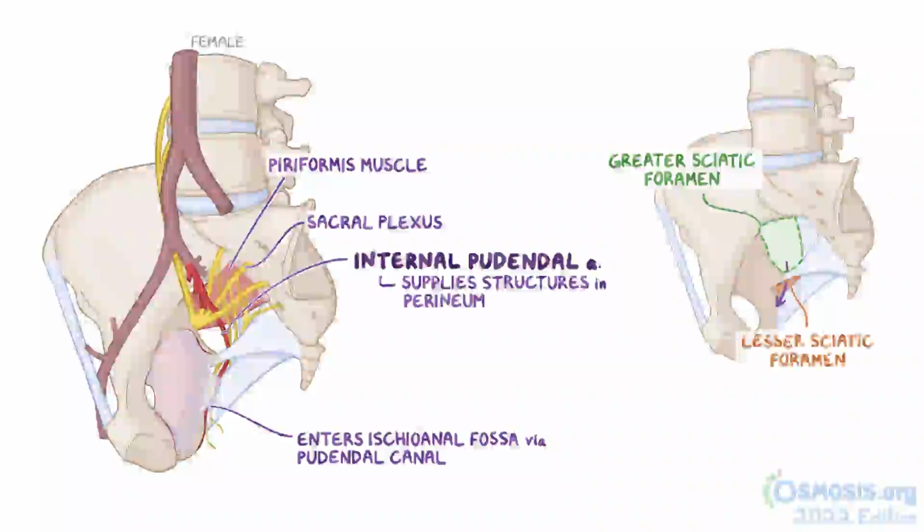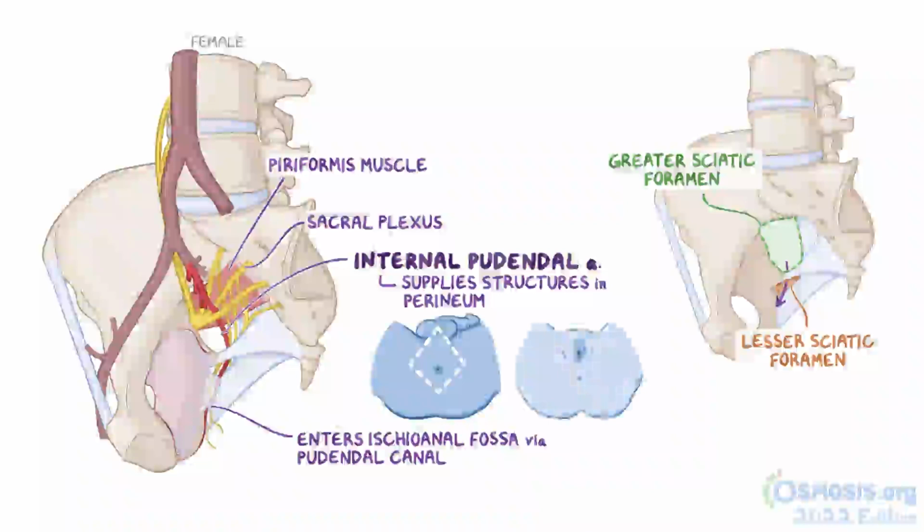Anteriorly and anterolaterally, the perineum is bounded by the symphysis pubis and the ischiopubic rami. Posteriorly, the perineum is bounded by the lower part of the sacrum and the coccyx.